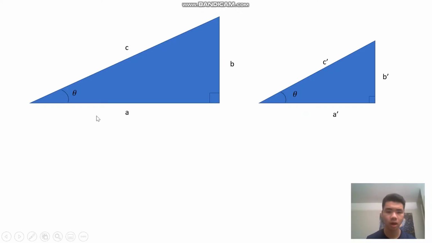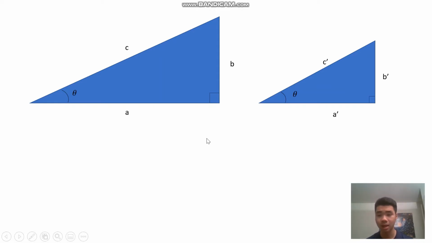So over here, I have this triangle. It's a right triangle with angle theta right over here. It has sides A, B, and C. Over here, I have a similar triangle in that it also has a 90-degree angle and also has an angle theta over here. However, it has sides A prime, B prime, and C prime, which are shorter than their counterparts from this triangle.